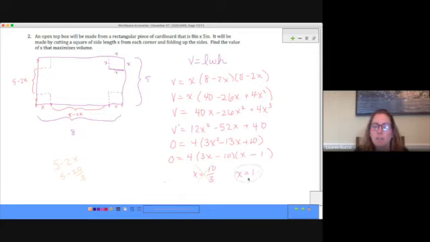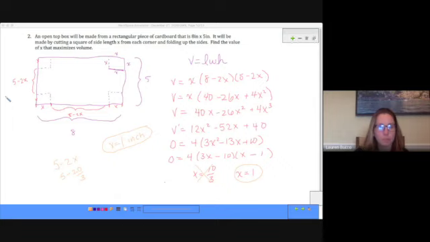So the value of X that maximizes my volume is 1. X equals 1, and that's an inch. That's going to give me the maximum volume for that open top box. All right. Again, in Algebra 2, you would have just plugged this into your calculator. You would have found an appropriate window and found the maximum. Pretty cool. All right. Number 3.